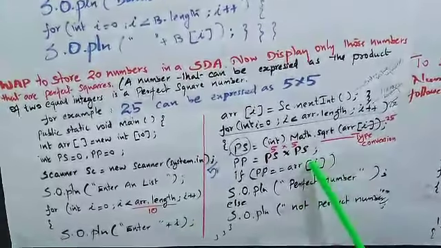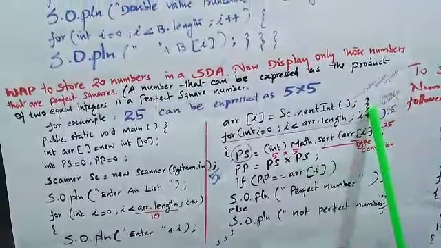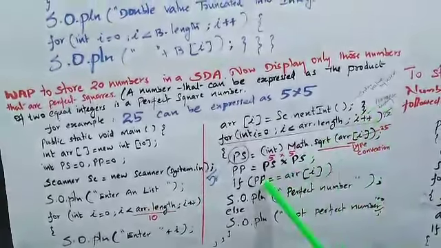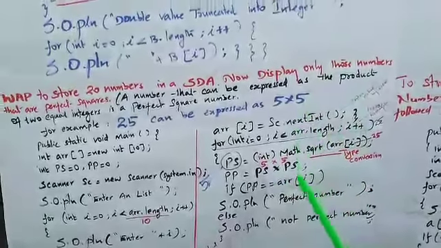Why? Because array of I, what was that? 25, because here the user has entered 25. So we get pp is equal to 25, it is correct, so it is a perfect square. So the second program is over.